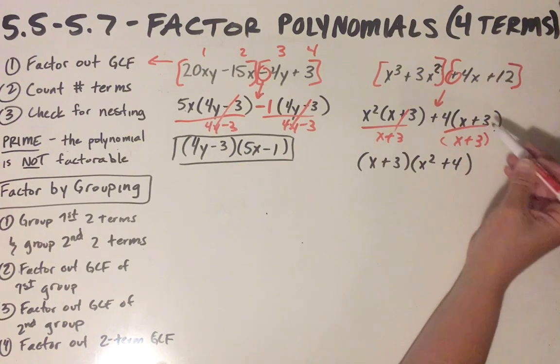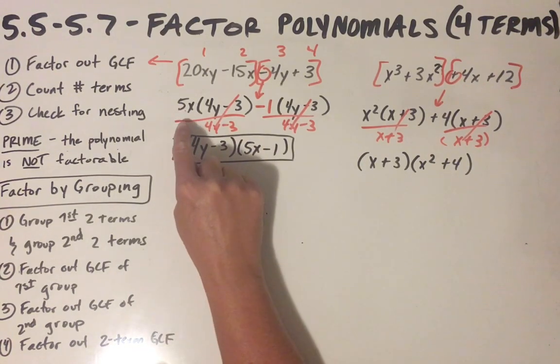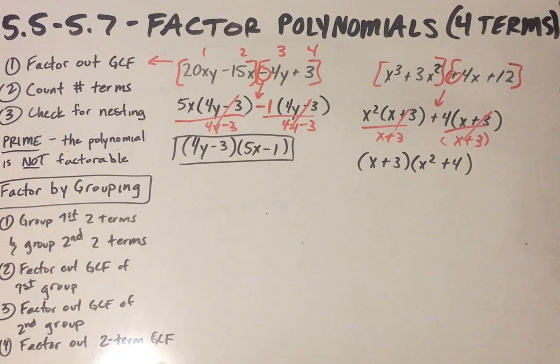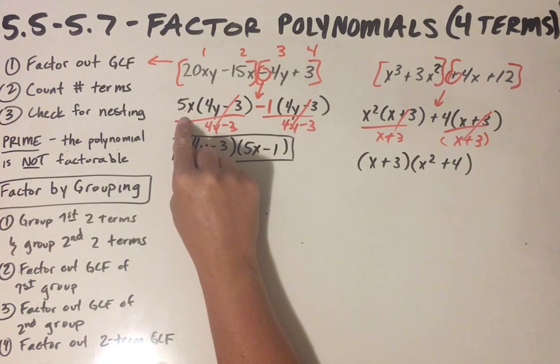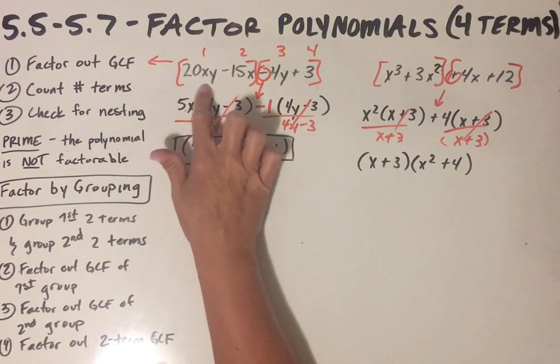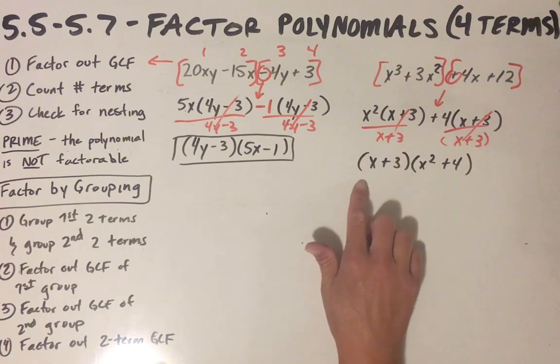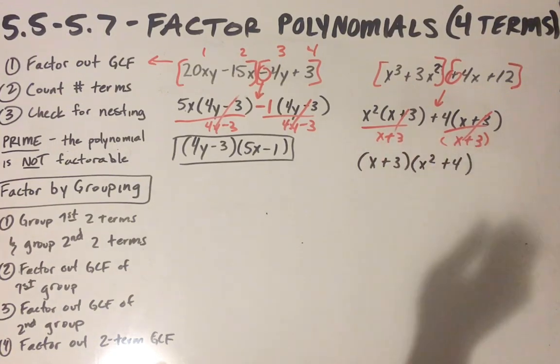Now a lot of people are like, hold on, don't you have 2 of those though? No, I don't have 2 of them. Just like when I factored the 5x out of here, I didn't write 5x twice. Yes, there were 2 5x's in here, but when I divided it out, I divided it out of both. Same thing here. If this is the GCF, I divide it out of both, and I only have one of them. I'm not going to write x plus 3, x plus 3. There's just one of them.